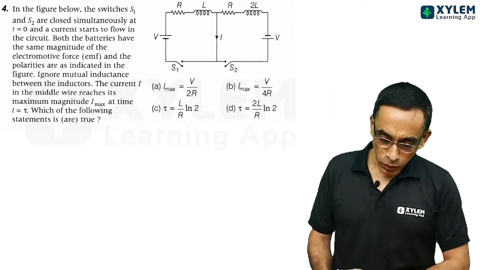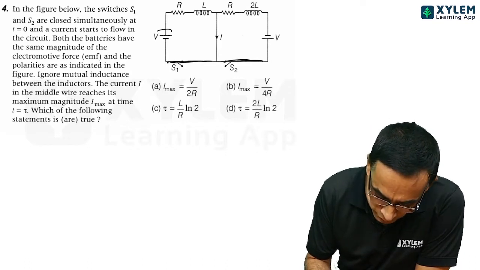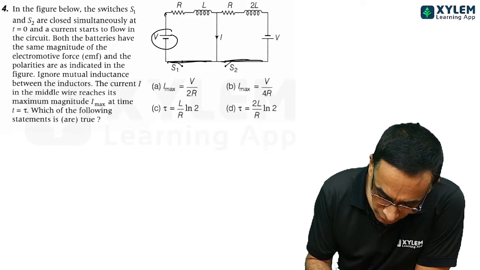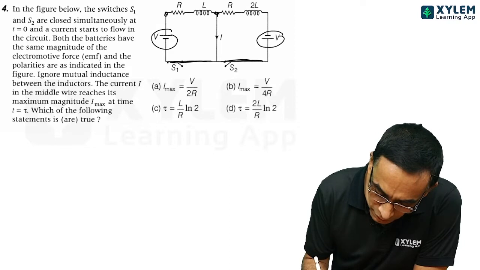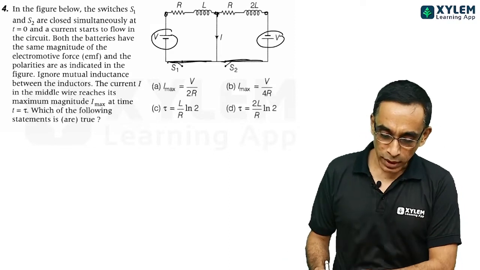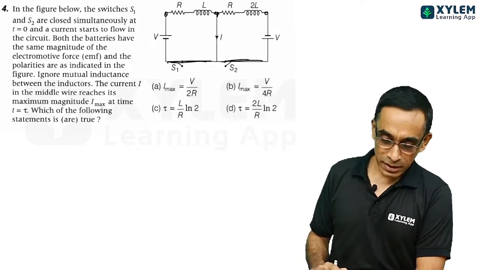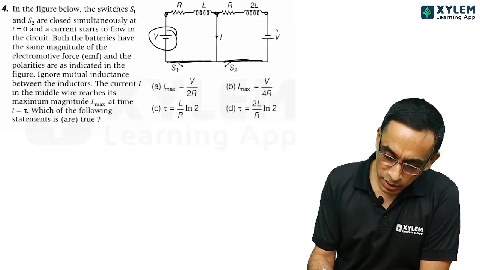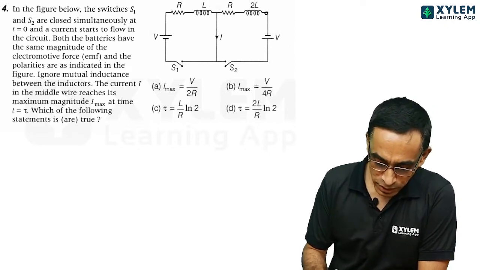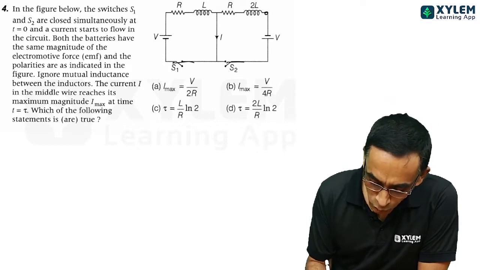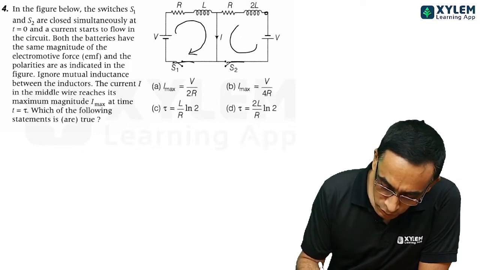Now, if you look at this circuit and assume that the switches are closed, this potential difference is available across R and L. Similarly, this potential difference is available across this R and 2L. So naturally they will start sending current. This is a transient current, because the sources are DC, an inductor RL circuit. So when the switches are closed, there will be a transient current flowing in this direction, and a transient current flowing in this direction.